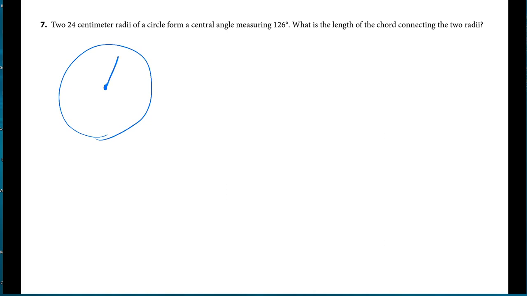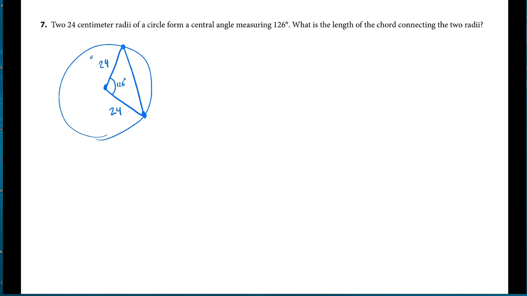It says we've got a radius of 24, and it says the angle between them is 126. Then what's the length of the chord connecting the ends? Okay, so we're going to connect the two ends. That makes a chord. And so this is just like an SAS problem, like the beginning, where we're going to have to use the law of cosines.